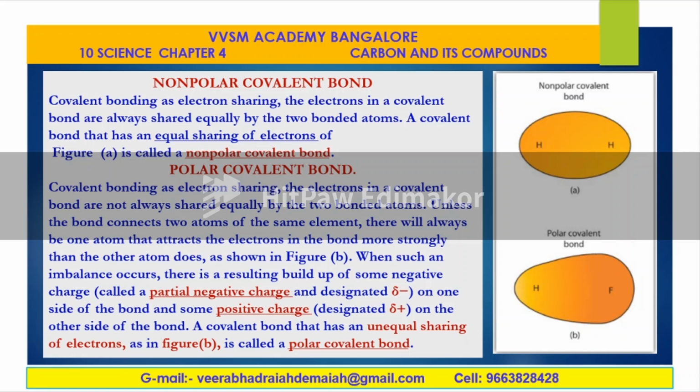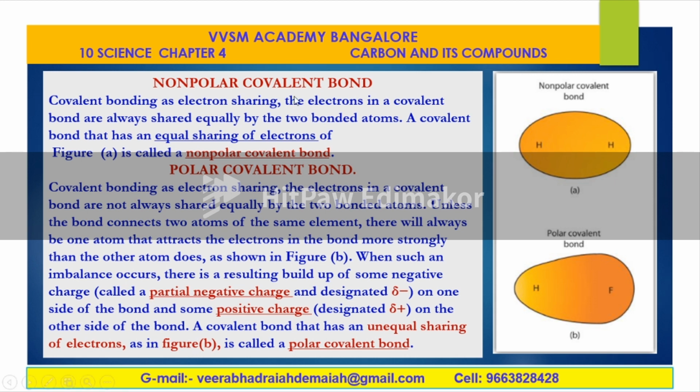Before going to discuss these two, let us discuss polarity. Polarity is nothing but the North Pole and South Pole itself, poles which have their own entity, that is nature. Covalent bonding is electron sharing. The electrons in a covalent bond are always shared equally by two bonded atoms. A covalent bond that has an equal sharing of electrons.